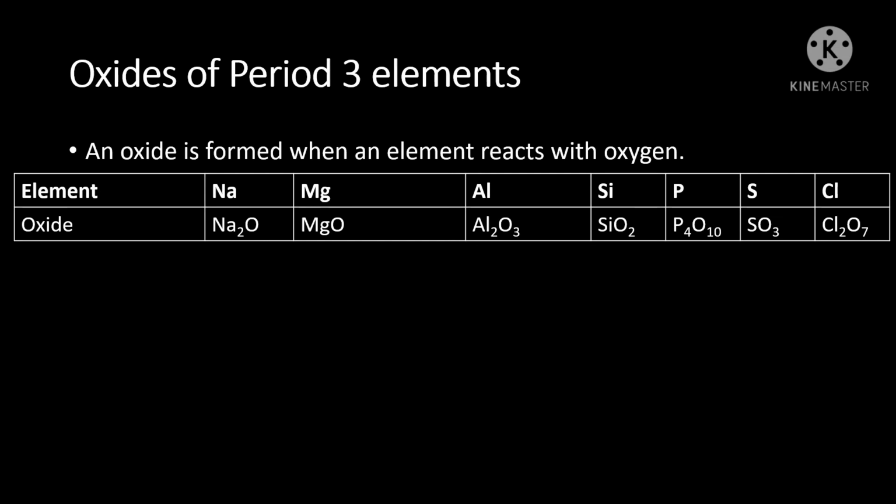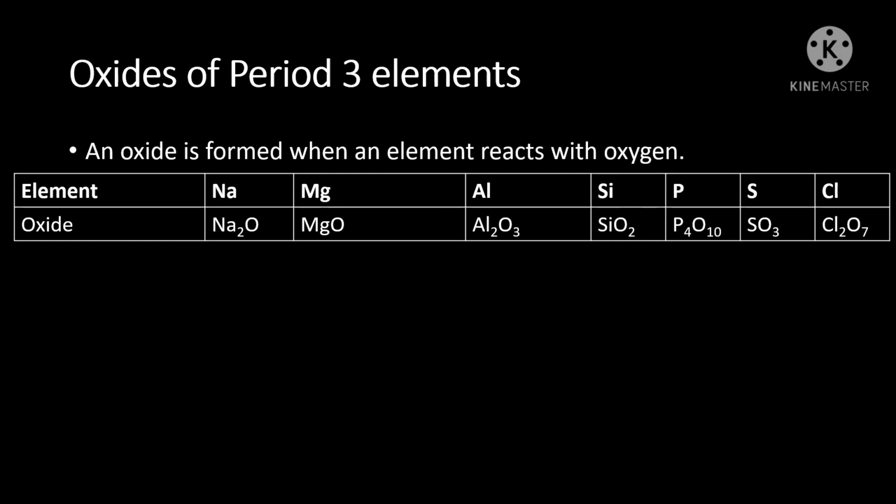How to form an oxide? An oxide is usually formed when an element reacts with oxygen. For example, sodium oxide is formed when sodium metal reacts with oxygen. When magnesium reacts with oxygen, the oxide formed is MgO. For aluminium, the oxide formed is Al2O3. And for silicon, the oxide formed is SiO2.